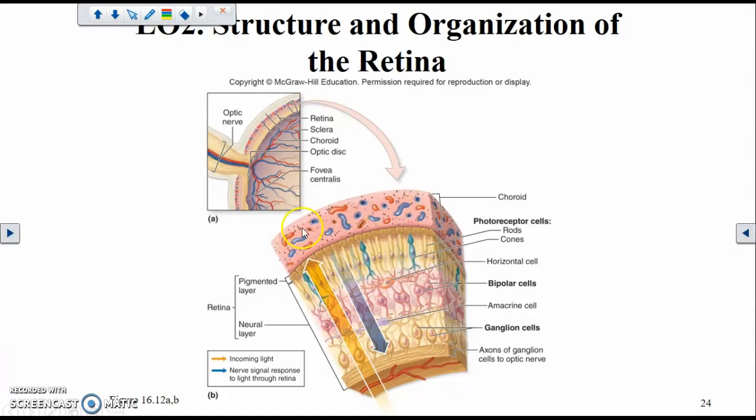Right, this is the choroid coat. The choroid coat is actually the middle layer, and then of course you have, in this case, the outermost layer called the sclera. Okay. So again, this is the organization.